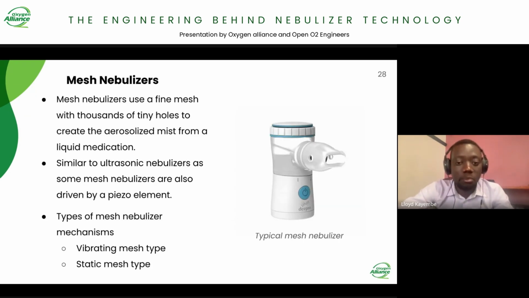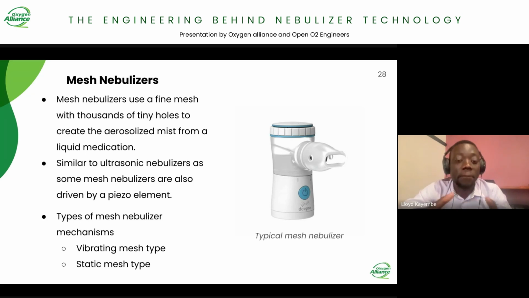The other type of nebulizers are the mesh nebulizers. These are quite similar to the ultrasonic in the sense that they also use a piezoelectric element. The difference is that mesh nebulizers operate by forcing the medication through a mesh. This mesh contains thousands of tiny holes that transform the liquid into fine particles.